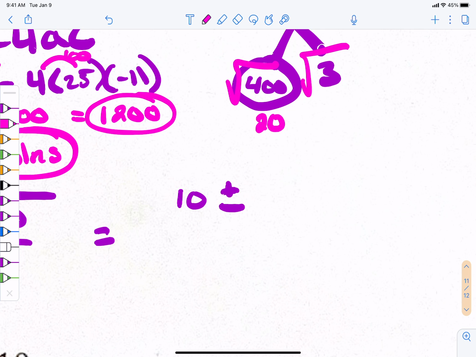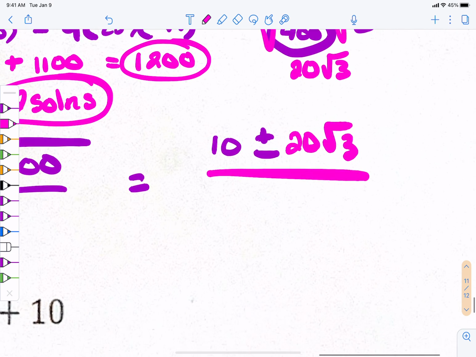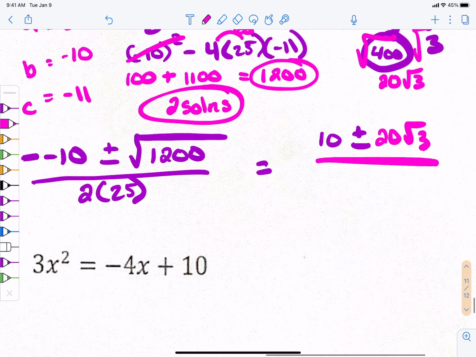20. What's the square root of 3? Just the square root of 3, right? That's how it breaks down. So this is 20 square roots of 3, all over, what was the bottom number? 50. And then you can leave it.